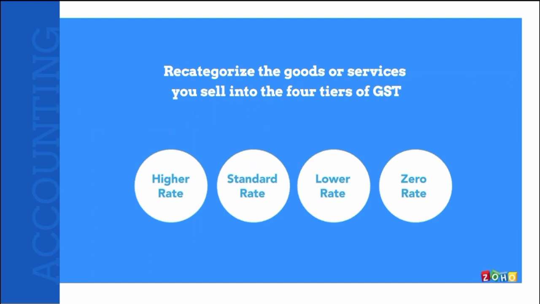four tiers of GST. Under the GST, we know that there are four different tiers, starting from the zero rate, which nil rates your items. Then you have a lower rate of 5%, and then two different standard rates, one at 12% and another at 18%, and then a higher rate of 28%. Depending upon which category of goods you deal in, or where the items that you supply or the services fall into these tiers, you would have to recategorize your goods and services.